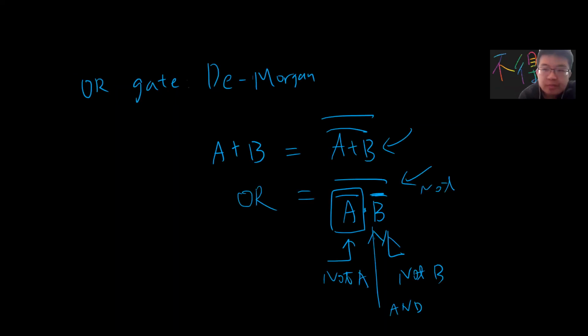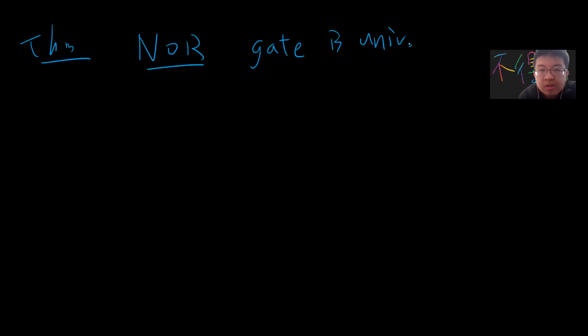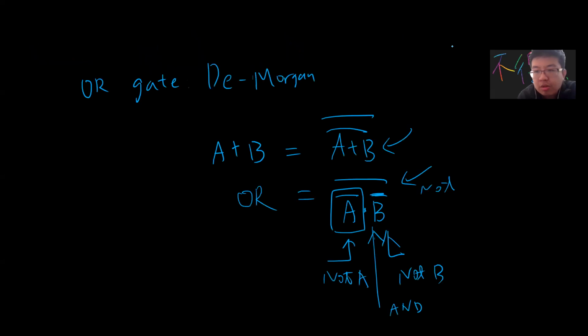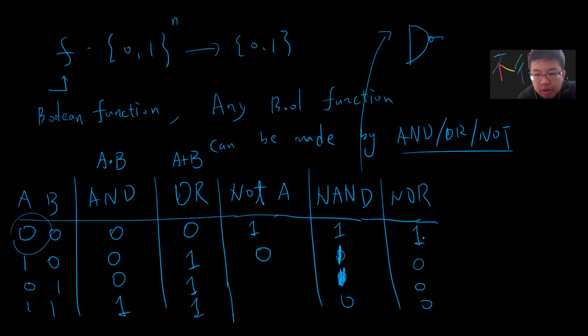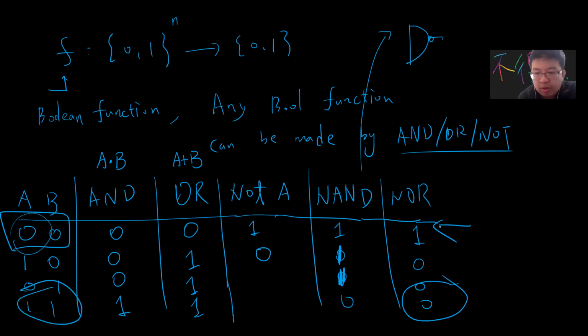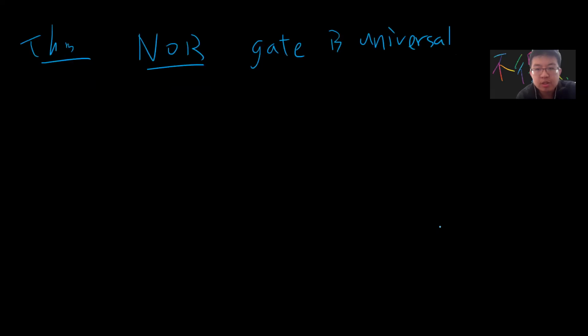Now let's prove another result. Theorem: the NOR gate is universal. I think you can see this: if both inputs are the same, 0, this equals 1, and if both are 1, it gives you 0. So this proof is actually exactly the same.